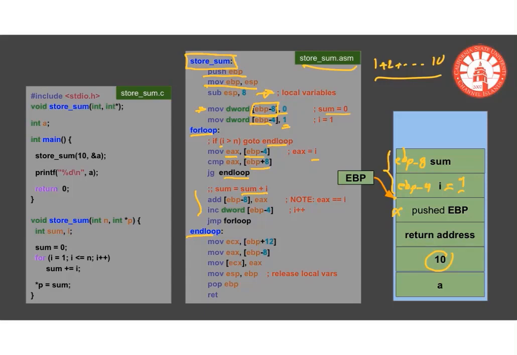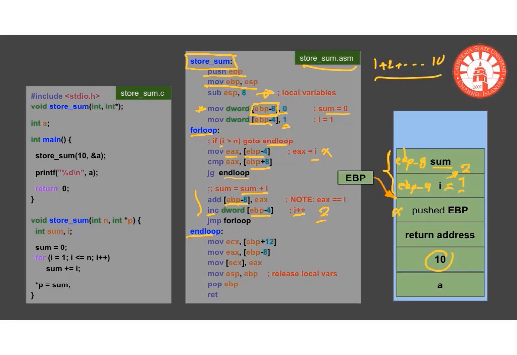In the sum operation, we take EBP minus 8, whatever value is stored in there, which is the sum, and we add it with the value of EAX, which has the current value of I at this line. Therefore, we add that, and EBP minus 8, which is our sum, gets the updated sum, and then we increment EBP minus 4, which is our I, by 1. Therefore, if it is 1, now it has become 2. So I, at this point, changes to the value 2.